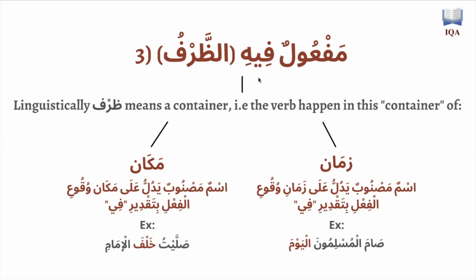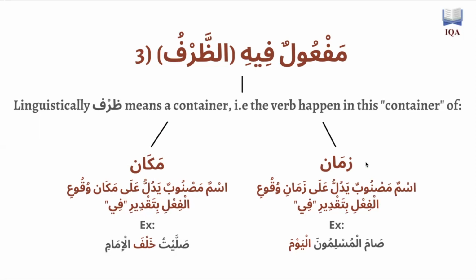Now, to go over the grammatical definition, linguistically, ظرف means a container. So the ظرف is called a ظرف, grammatically speaking, because it's indicating that the verb happened in this quote-unquote container of makan, place, or this container of zaman. Because we covered that the ظرف, the مفعول فيه, grammatically speaking, is an ism that's mansub that indicates a time or a place. So yani, it's acting as if it was a container indicating that the verb or the action happened in this container of time or place.